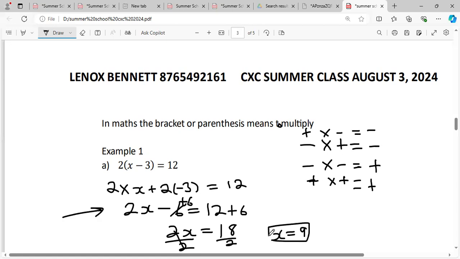Sir, I'm not understanding. You can multiply, right? Yes, sir. Alright, so basically that's what we're doing. So it's 2 multiplied by x and 2 multiplied by negative 3. So 2 times x is 2x. 2 times negative 3, negative 6. You just came on. Yes, I'm getting it. Alright. But you just came on though.